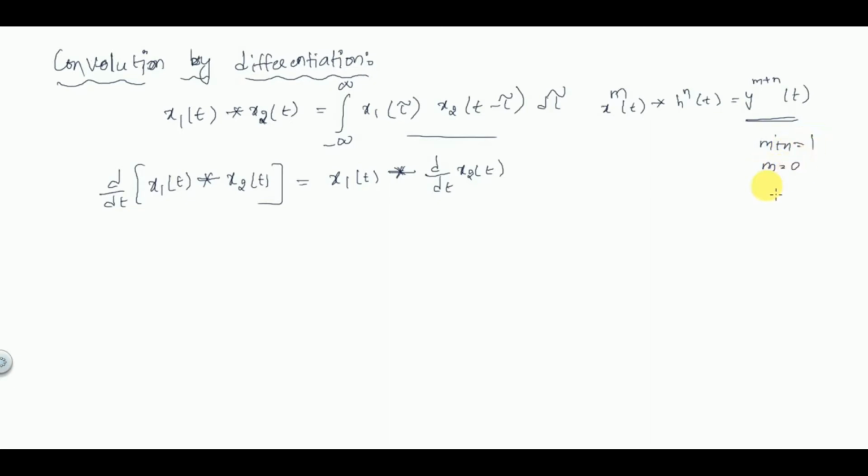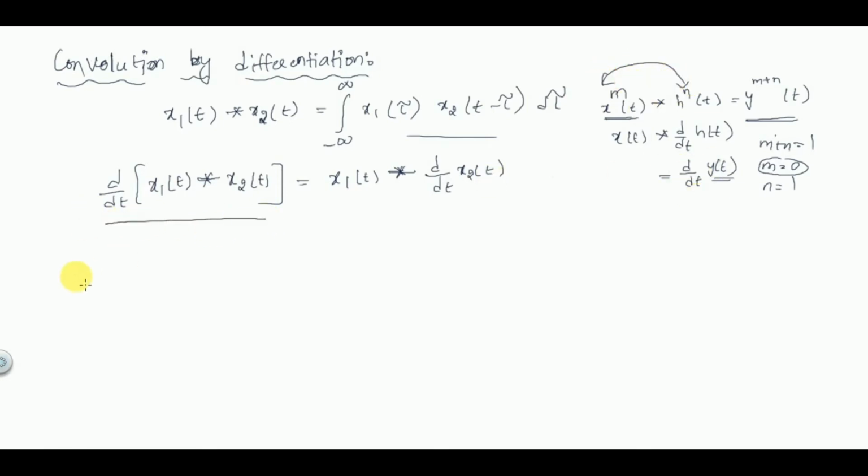Suppose m is equal to 0 and n is equal to 1. So that means you have to write x of t as it is. When m is equal to 0, no differentiation is done. When no differentiation is done, then you have to write x of t as it is convolved with n is equal to 1. So you are differentiating one time. So I am writing d by dt of h of t is equal to, m plus n value is also 1, so it will be d by dt of y of t, which is the resultant of convolution between these two.